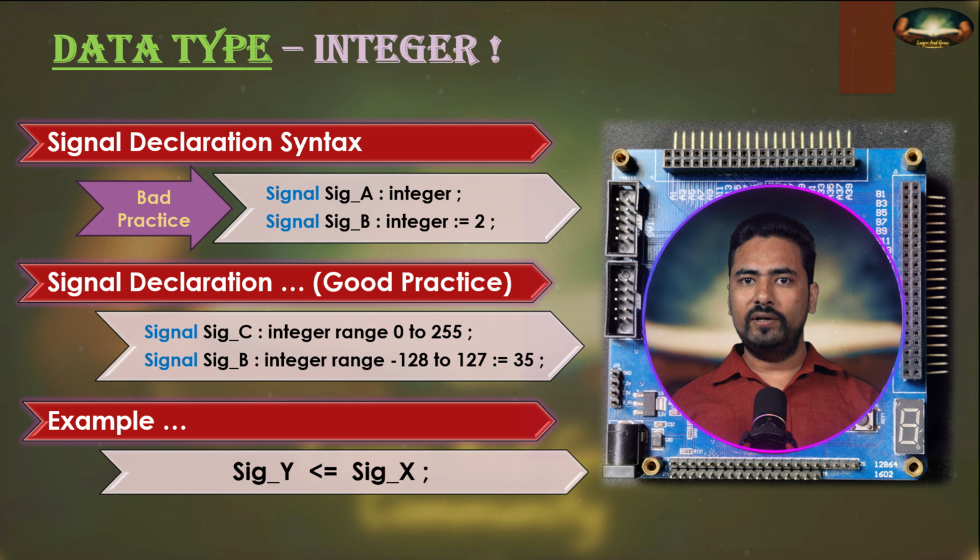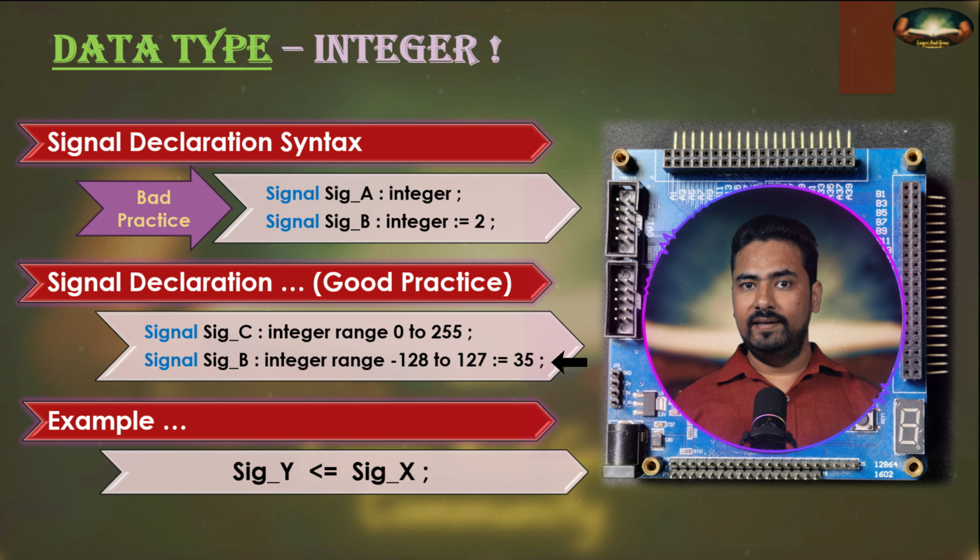Second is code clarity. Specifying the range enhances the code readability because it clearly documents the valid values which signal C can take. This makes your designs easier to understand for you and others. You can also initialize your signal with some initial value, the same way we did earlier. You can refer to the last example here.